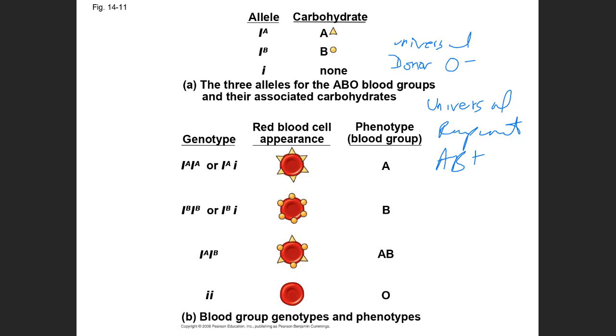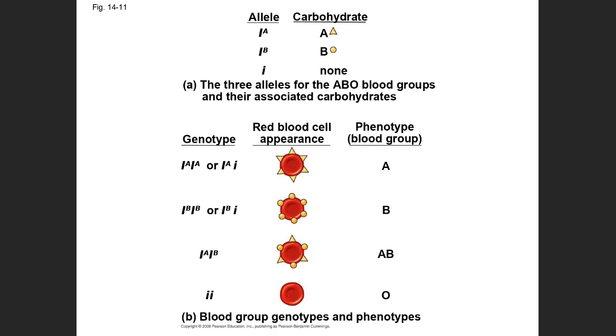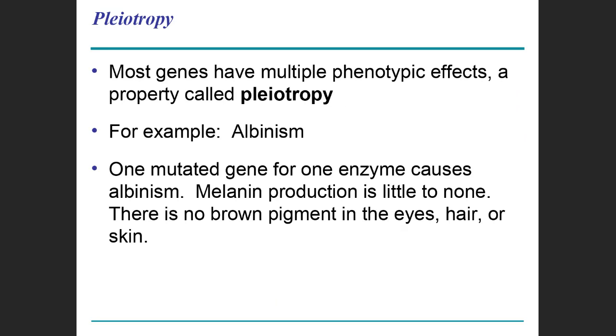But this is an example of multiple alleles. And the A and B antigens are co-dominant, because if you have the A allele and the B allele, you express both of them. You find both antigens on your red blood cells, so they're co-dominant. Now, pleiotropy is a case where a gene has multiple phenotypic effects. So you see multiple phenotypes as the result of a single gene.